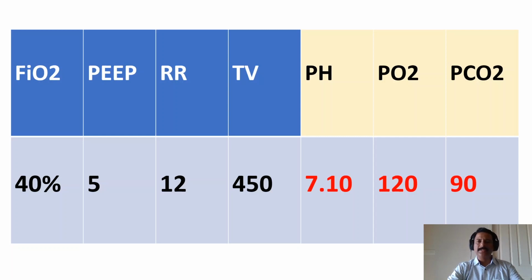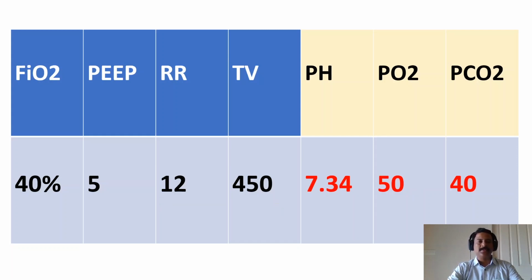We did one ABG 3 hours after the ventilation. It showed a pH of 7.10, which is acidosis, so that is not normal. We had a PO2 of 120. For 40% oxygen, a PO2 of 120 is good. Probably we can come down on the FiO2. But when we look at the PCO2, we can see that it is high. We expect a value around 35 to 45. In our patient it is around 90. So what can we do? As I said before, by manipulating the respiratory rate or the tidal volume or both, you will be able to adjust the PCO2 of the patient.